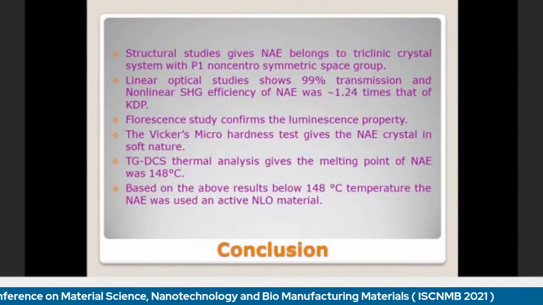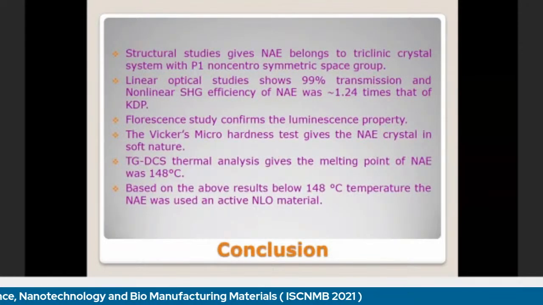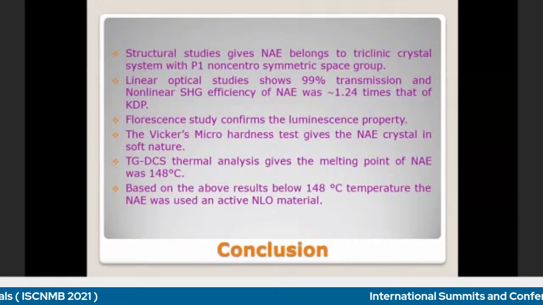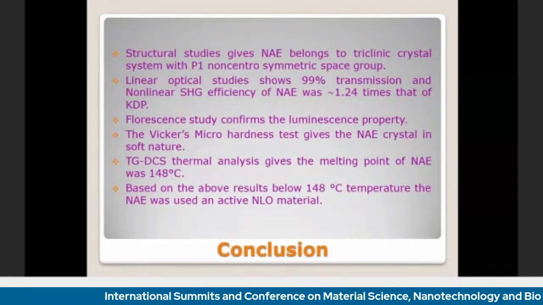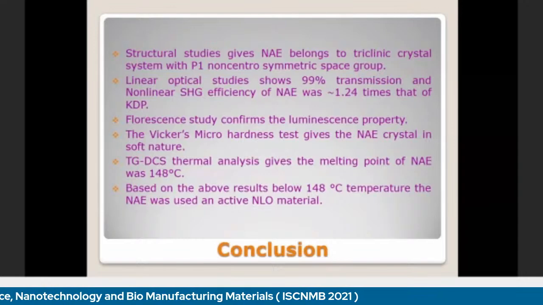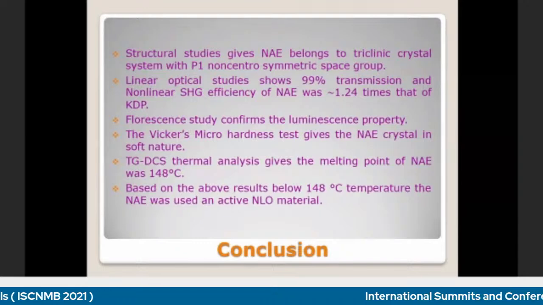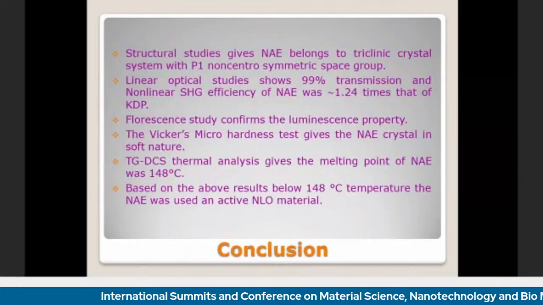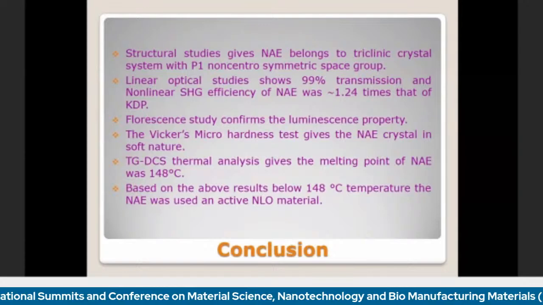Conclusion: the study shows NAE belongs to a triclinic crystal system with the P1 non-centrosymmetric space group. The linear optical study showed 99% transmission, and the nonlinear second harmonic generation efficiency was nearly 1.24 times that of the reference. The fluorescence study confirms the luminescence property of the sample. The Vickers microhardness test shows the NAE crystal belongs to the soft category. The TG-DSC thermal analysis gives the melting point of NAE as 148 degrees Celsius. So based on the results, we can say NAE can be used in NLO applications below 148 degrees Celsius.